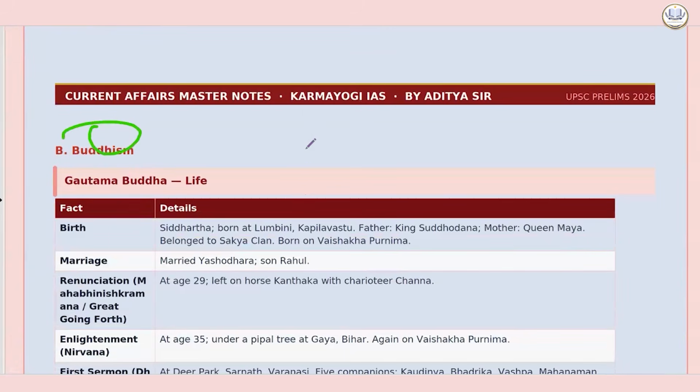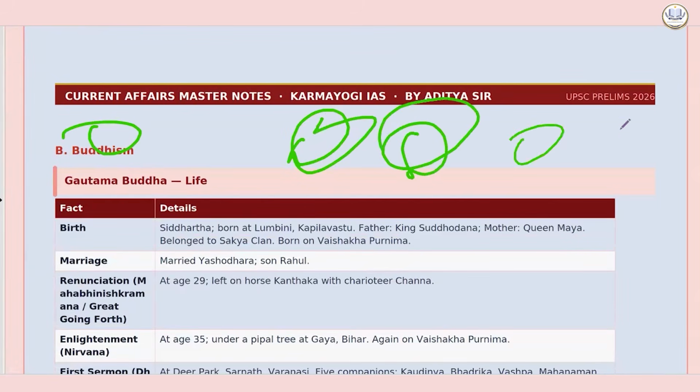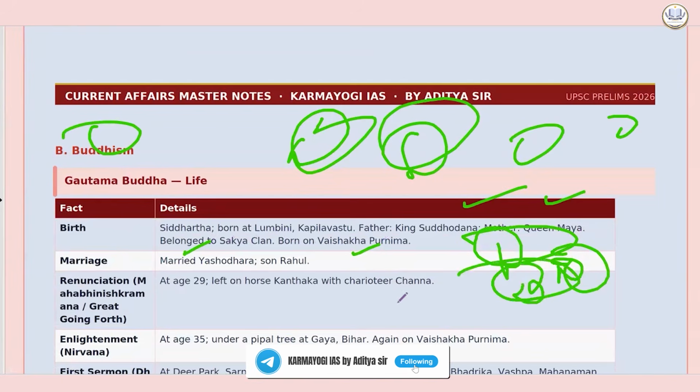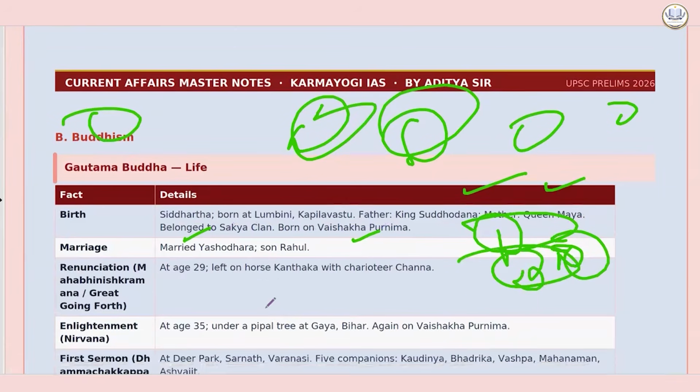Buddha. So Gautam Buddha, born as Siddhartha, born at Lumbini, Kapilvastu. Father was King Shuddhodana, mother was Queen Maya Devi, belonged to Sakya clan, born on Vaishakha Purnima, and is called the light of the world. Married to Yashodhara, and son's name was Rahul. At age 29, left on horse Kantaka with charioteer Chana.